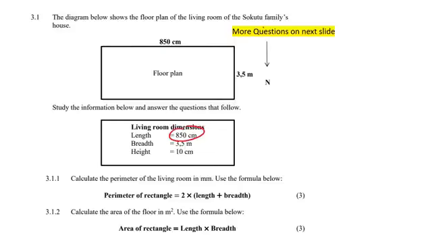Okay, so the length is 850. They've told us that. The breadth is 3.5 meters. Please keep in mind, this is in centimeters, this is in meters. And then the height is 10 centimeters. What are they talking about? Well, obviously, this is looking at their house from the top. But obviously their house has a height. And so the height is 10 centimeters.